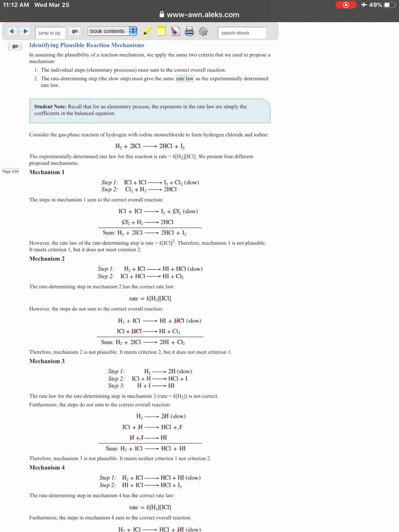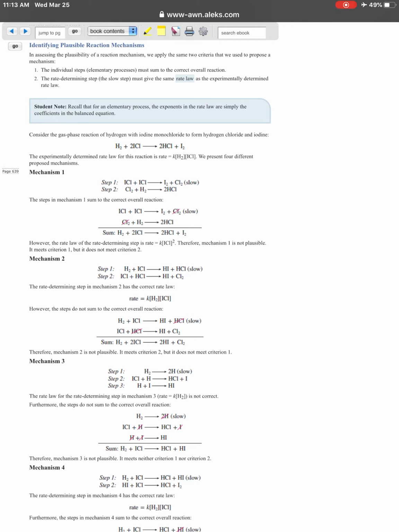Consider the gas phase reaction of hydrogen with iodine monochloride to form hydrogen chloride and iodine. H2 plus 2ICl, arrow, 2HCl plus I2. The experimentally determined rate law for this reaction is rate equals K times the concentration of H2 times the concentration of ICl. We present 4 different proposed mechanisms. In mechanism 1, step 1, ICl plus ICl, arrow, I2 plus Cl2, slow. Step 2, Cl2 plus H2, arrow, 2HCl.